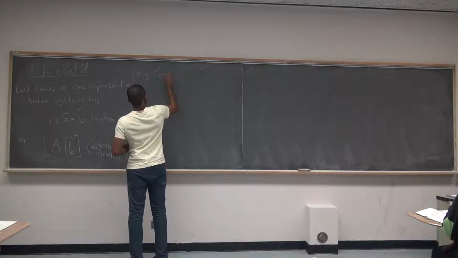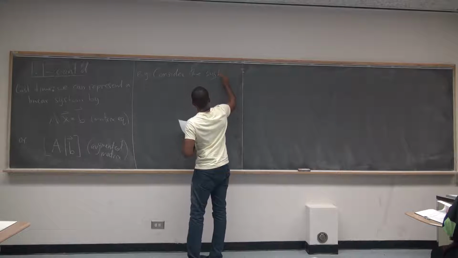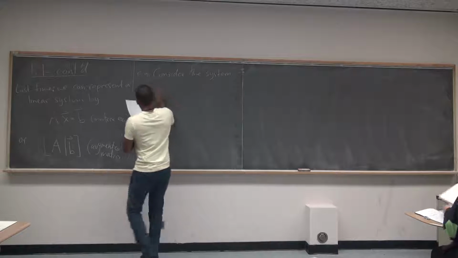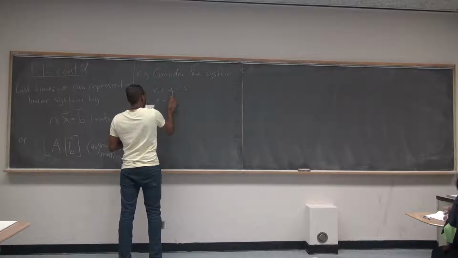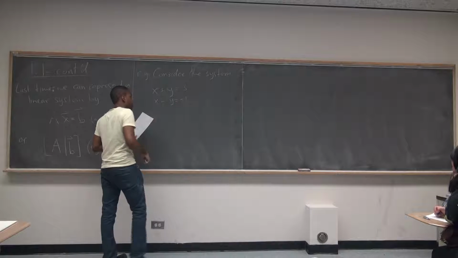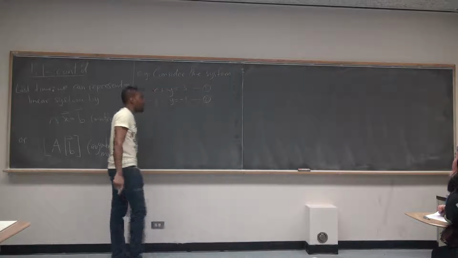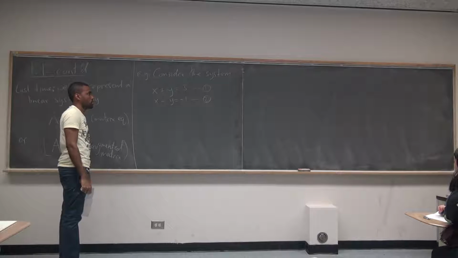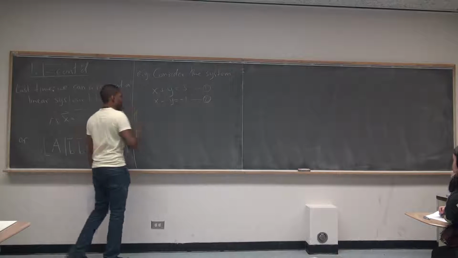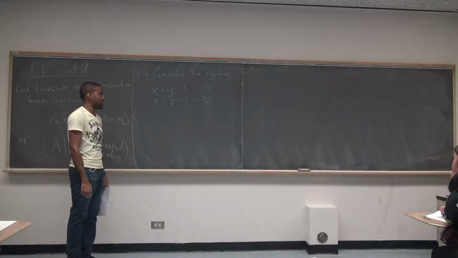Consider a system. x plus y equals 3. x minus y equals minus 1. Okay, pretend we're back in algebra class. How would you solve this? Just add them together. I'm going to say something that might make you wonder why you would even think of that, but I'll bring it back to why we would even think of that.